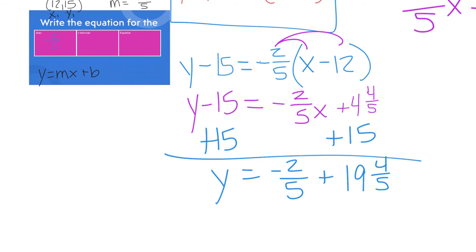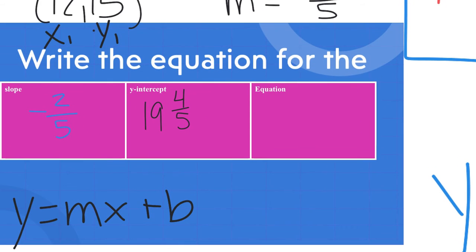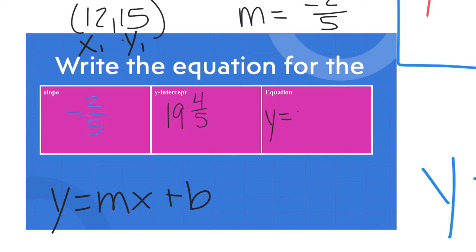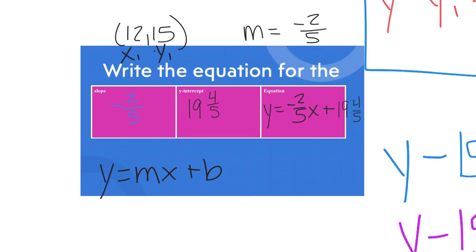So what is our y-intercept, though? Okay, the y-intercept is this 19 4/5. So my equation now, when I look at it, we have y equals mx. Well, m is that negative 2/5 x plus b, and b is that y-intercept we just went and found. So 19 4/5. And that is my final equation for that one.